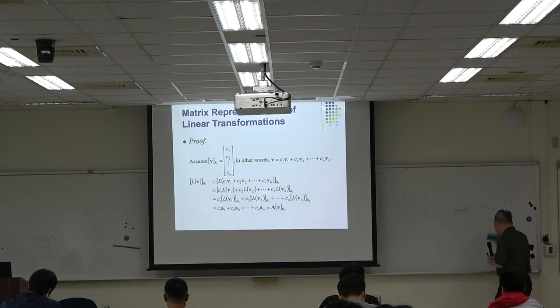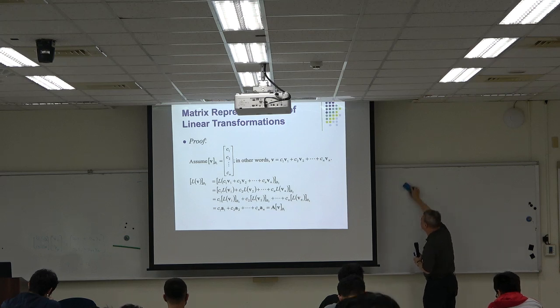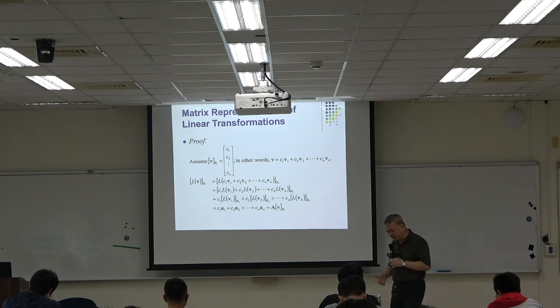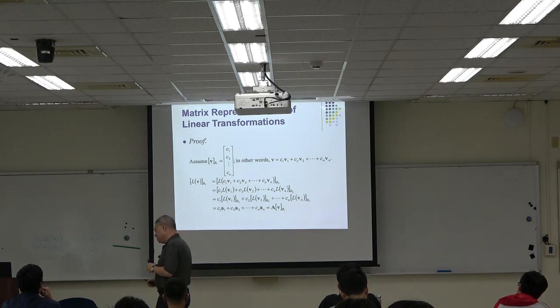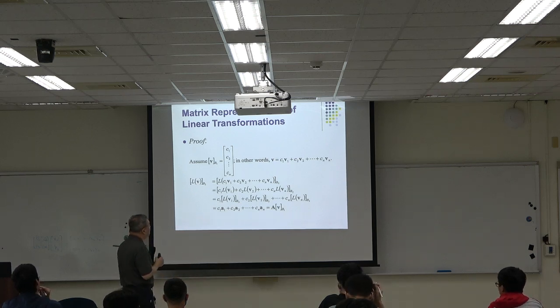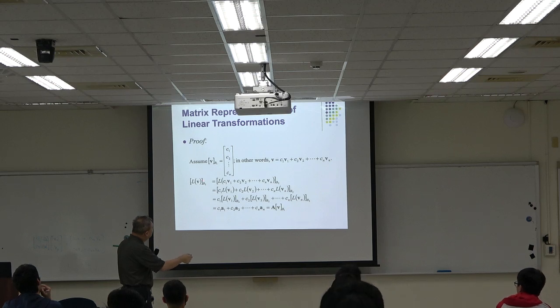For any vector in V, obviously we can represent it by the basis of V. So this is how we do it: c1, c2, and so on are just the coordinates of v with respect to the basis v_i. And L(v) will be, you just transform this thing. The v is just this one.